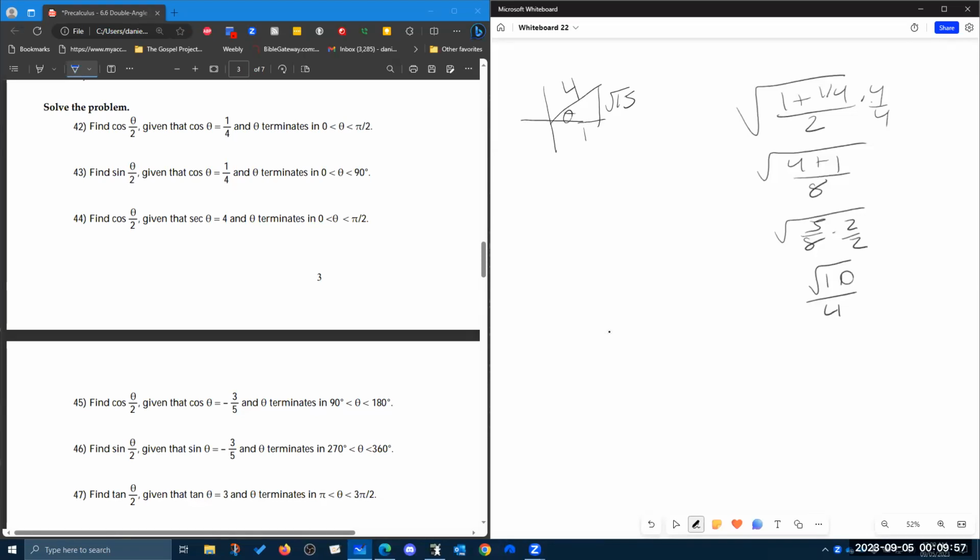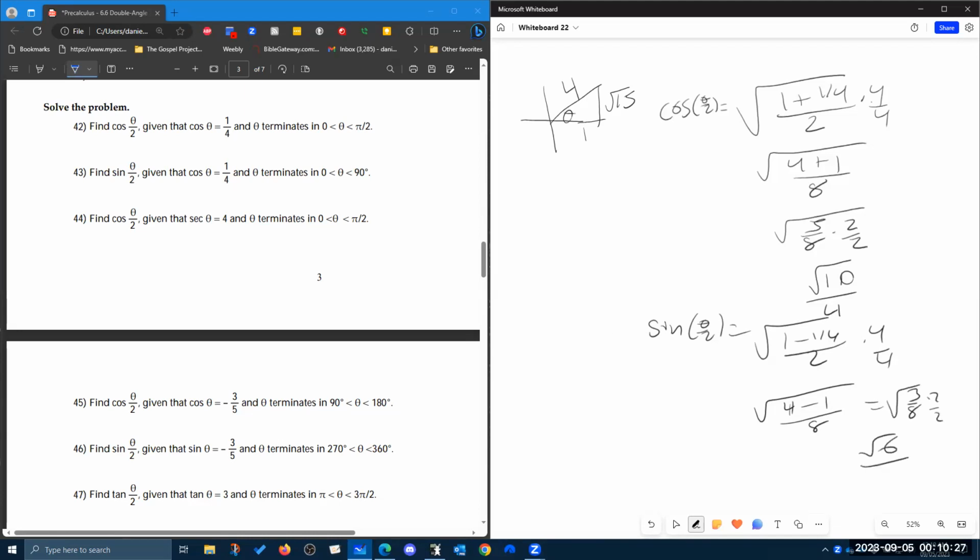Now we want sine for that same situation, sine of theta over 2. So this was cosine of theta over 2. Now we want sine of theta over 2. It can be 1 minus 1/4 over 2 times 4 over 4. 1 is going to be 4, minus 1 over 8 is 3 over 8. That's root 6 over 4.